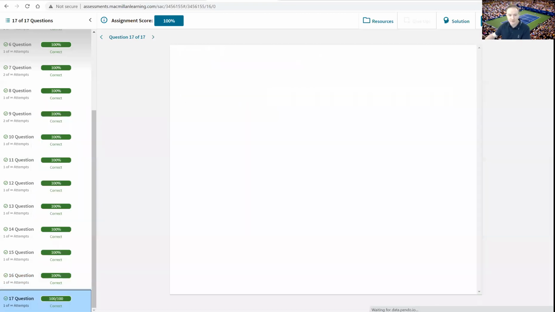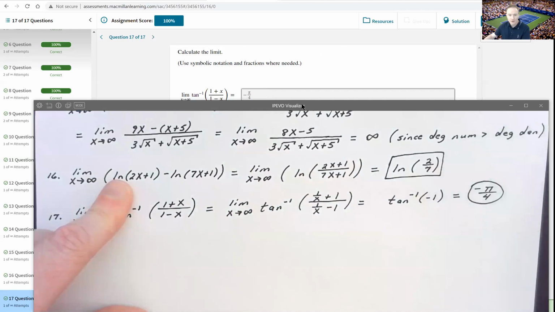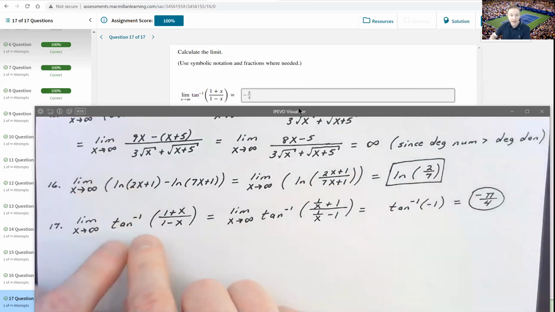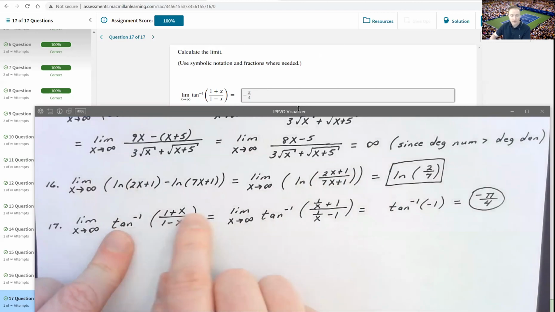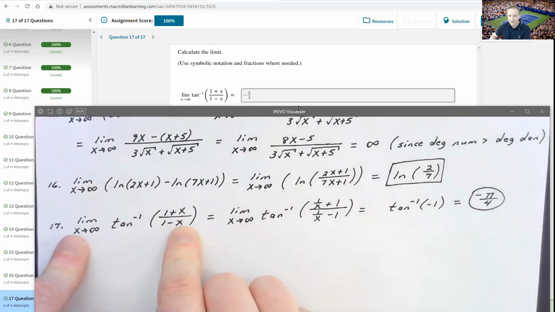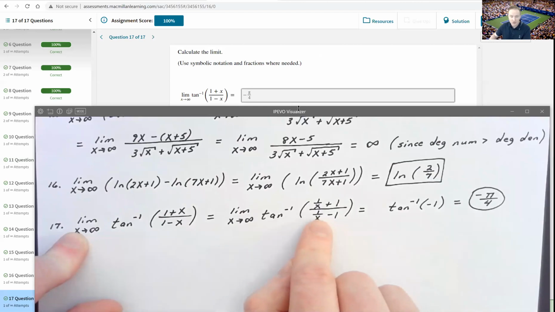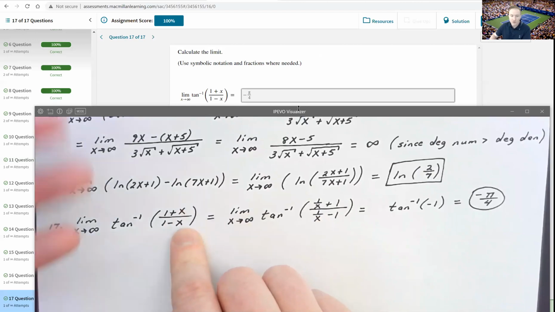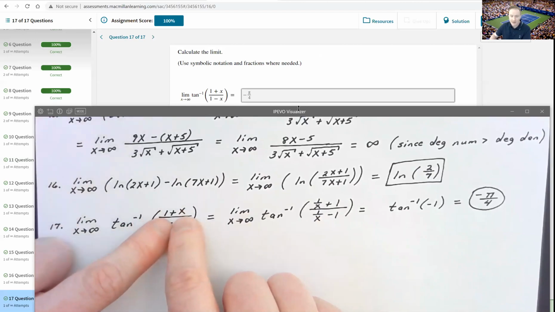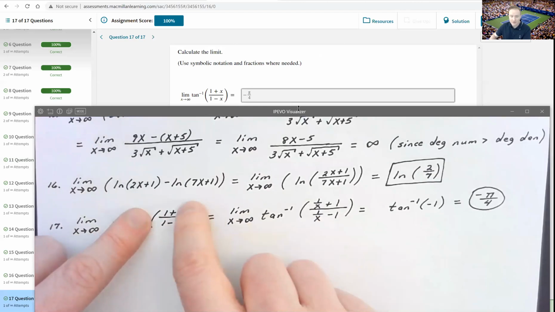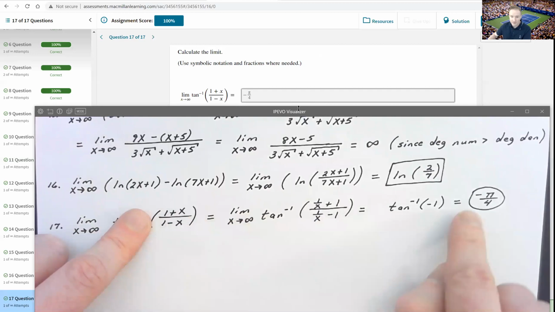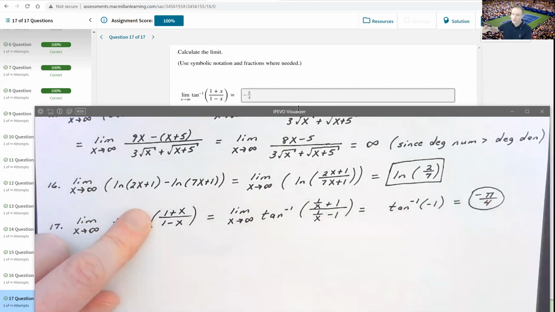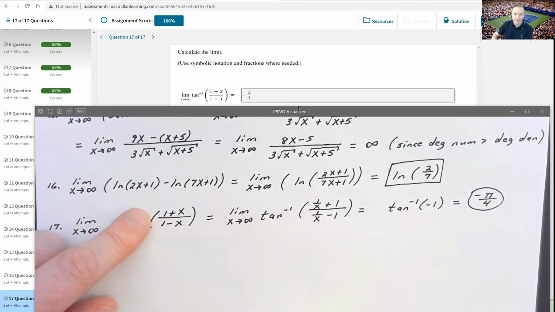And finally, number 17 here, the work I did for that one. We had the inverse tangent of 1 plus x over 1 minus x, and we were trying to find the limit as x approaches infinity. The first part is really easy, and I showed my work. You really wouldn't even have to show this step. You could just say the degree of the numerator and denominator is the same, so just take the fraction of the leading coefficients on the inside and say that this is going to approach the inverse tangent of 1 over -1, the inverse tangent of -1, and get your negative pi over 4 there. You could do that, and that would be gorgeous.